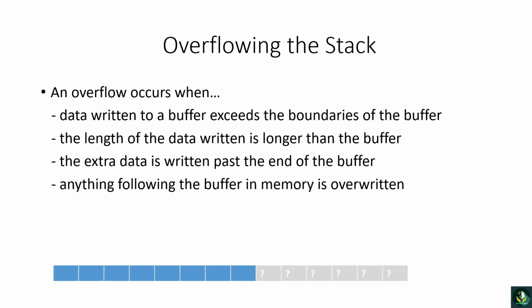So we know that a buffer overflow occurs when the data written to a buffer exceeds the memory boundaries of the buffer. This most commonly occurs when the amount of data written exceeds the buffer's capacity to hold it, and the data is written past the end of the buffer. If the buffer is allocated in the program's stack memory, the extra data overflowing the buffer will overwrite other data present in the stack.